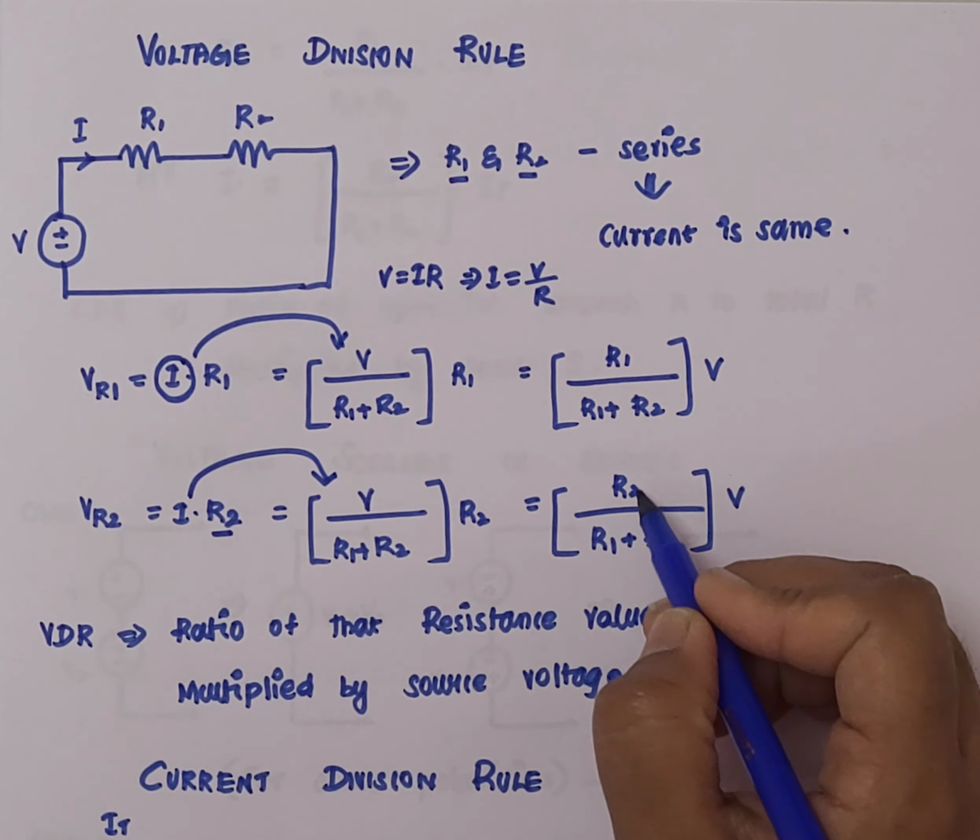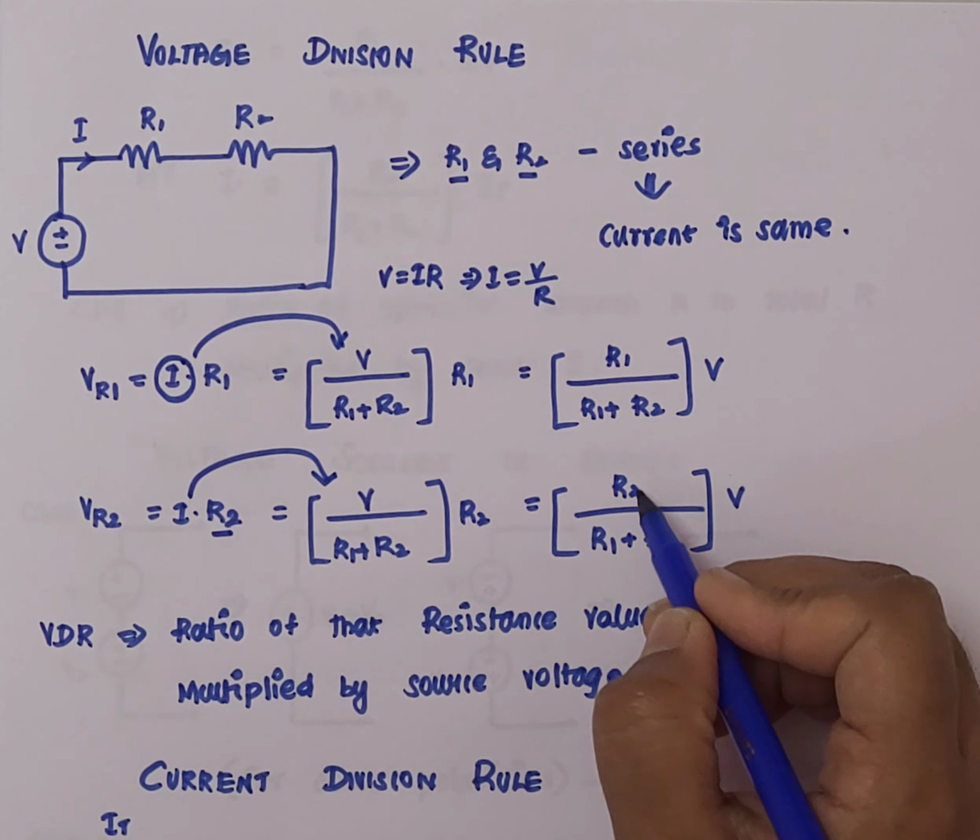Similarly, the same thing applies for the first equation also. Since it is for VR1, whatever resistance we are considering here is to be taken in the numerator, divided by the total resistance, which is R1 plus R2, into the source voltage. The source voltage in the circuit is V, so that is taken here. So this is the voltage division rule. For any circuit, the voltage division rule is nothing but the ratio of the resistance value divided by the total resistance multiplied by the source voltage. Similarly, we will see it for the current division rule now.